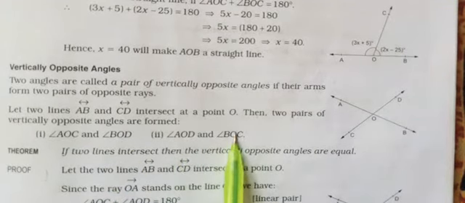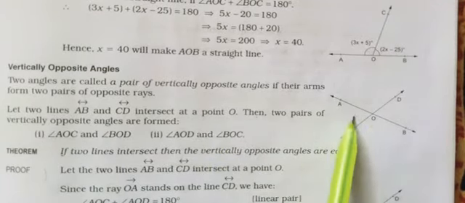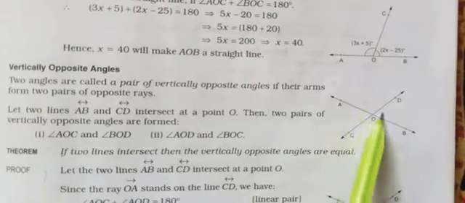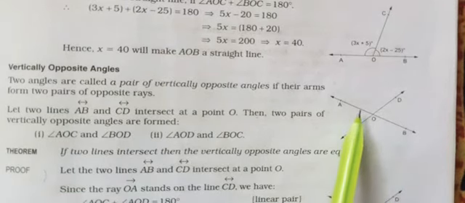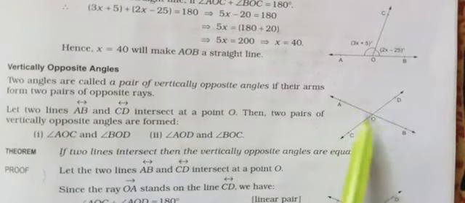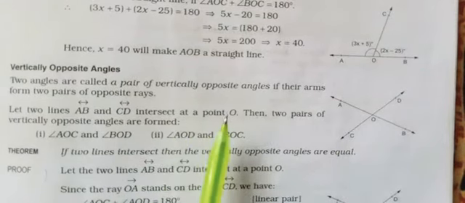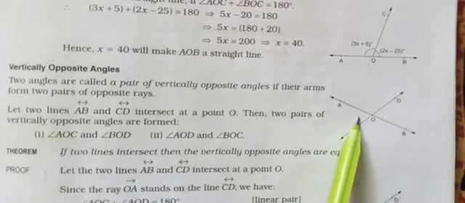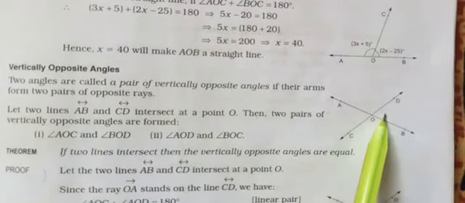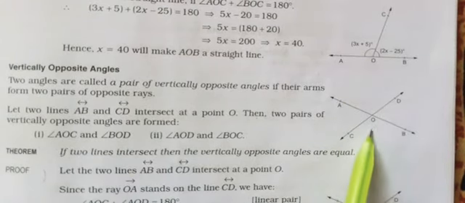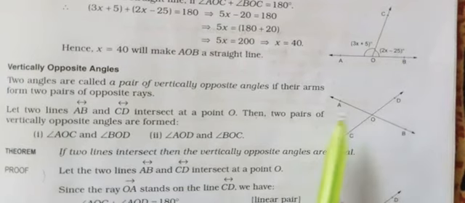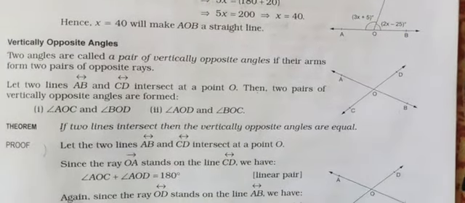You understand that? And one thing you have to remember: vertically opposite angles are always the same in measure. Vertically opposite angles are always the same in measure. Means if the measure of this angle is 40 degrees, this angle is also 40 degrees. Suppose this angle is 120 degrees, then this angle will also be 120 degrees. Vertically opposite angles are always the same in measure.